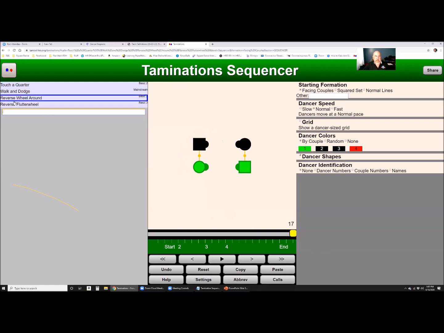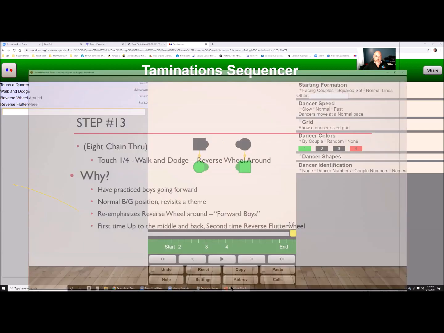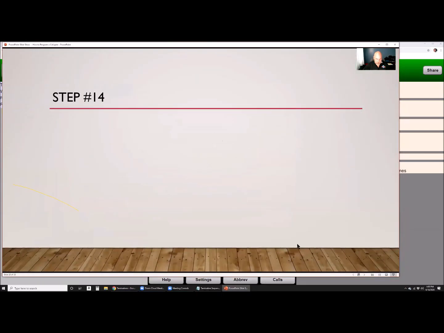And most of the time, the only other time you hear reverse in basic or mainstream, the word flutter wheel comes across as the next thing. So step 14. I'm just kidding.